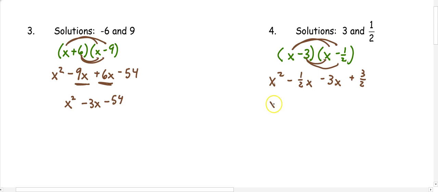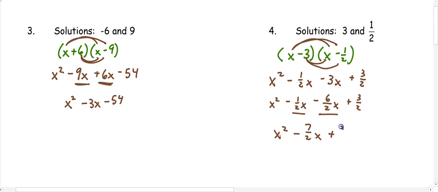So I'm going to rewrite this so they have the same common denominator. Instead of 3x, I can change that into 6 over 2 x, because when I divide that, that gets me back to the negative 3. So now I can combine my like terms with the x's. So I get x squared minus 7/2 x plus 3 over 2.